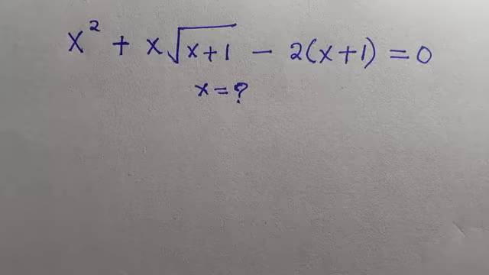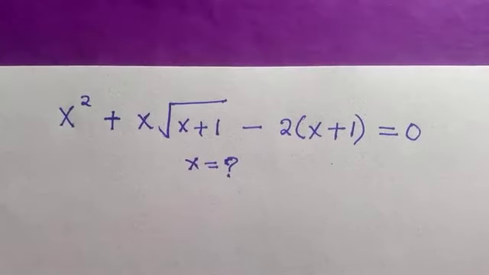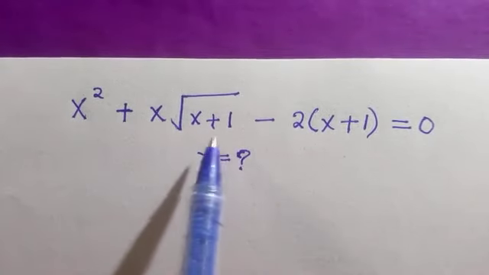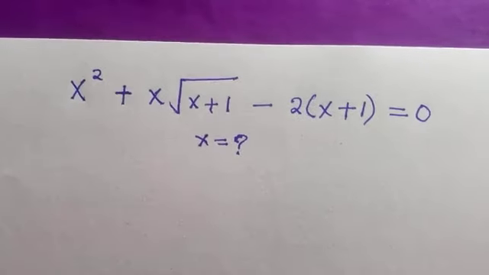Welcome to another video, and let's solve this nice problem: x squared plus x root x plus 1 minus 2 bracket x plus 1 equals 0. Let's see how we can solve for the value of x in this problem.